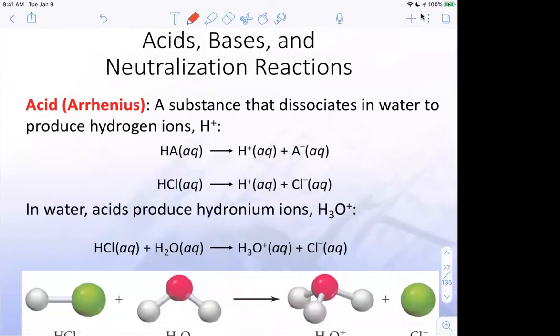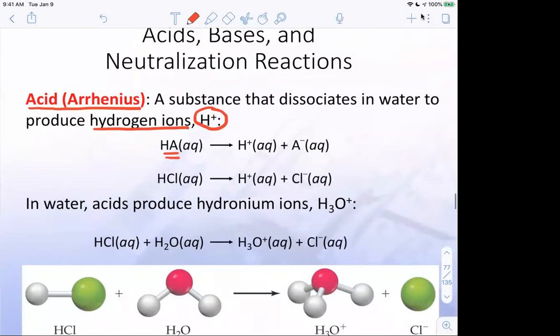Let's look again at acids and bases and neutralization reactions. According to Arrhenius, an acid is a substance that dissociates in water to produce hydrogen ions, which are H+. So this is my generic acid where A is just some anion. An example of this would be HCl. HCl dissociates to form H+, and then A- is actually equal to Cl-.